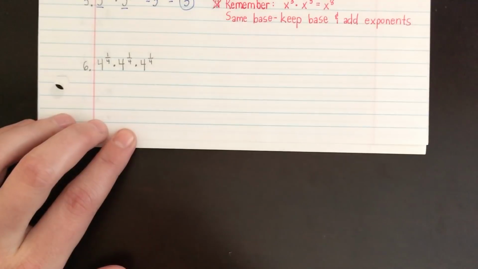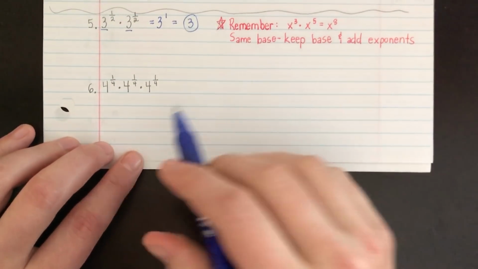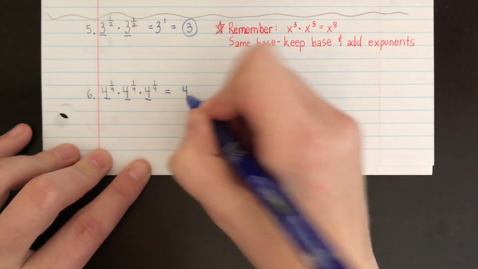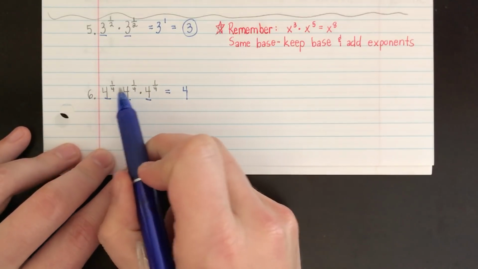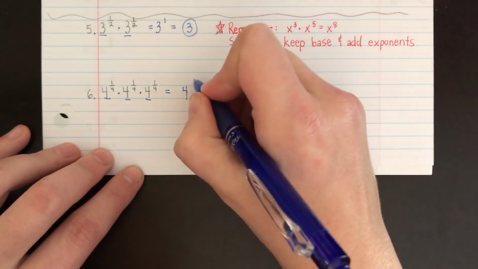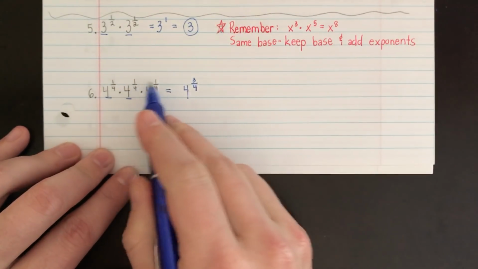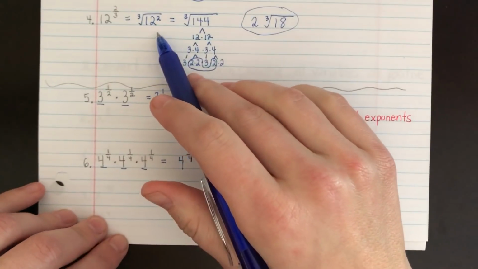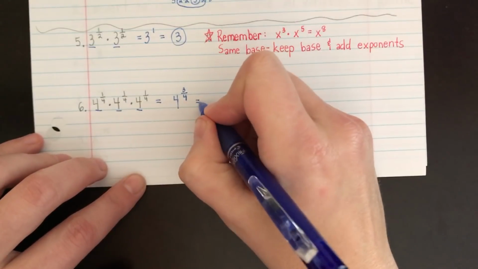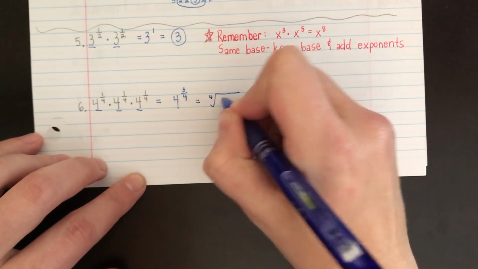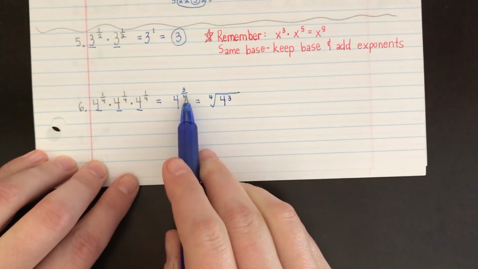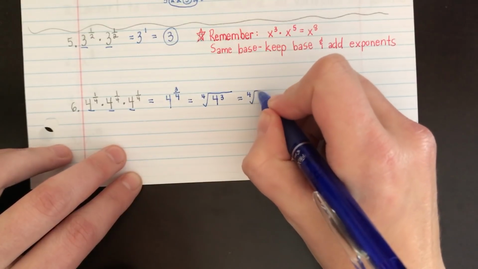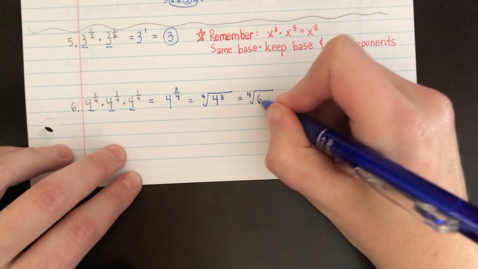Okay, so looking at another example, 4 to the 1/4 power times 4 to the 1/4 power times 4 to the 1/4 power. So we have the same base of 4 throughout, so I keep the base of 4 and add the exponents. 1/4 plus 1/4 plus 1/4 is 3/4, because you add the numerators and you keep the denominator the same. So 4 to the 3/4 power. And then we go back to what we learned up here and we convert that to a radical. So this is like saying the 4th root of 4 to the 3rd power, because the denominator is the index, the numerator is the exponent. Well, 4 to the 3rd power is 64.